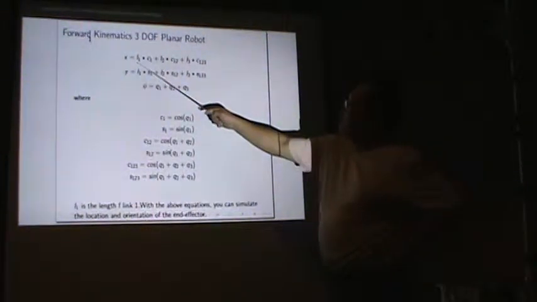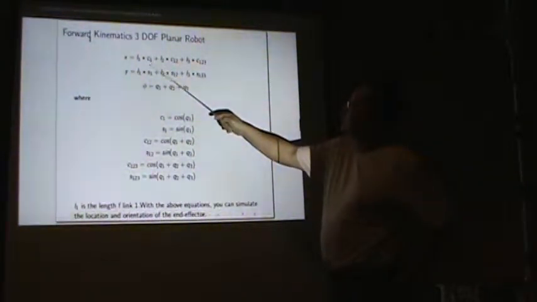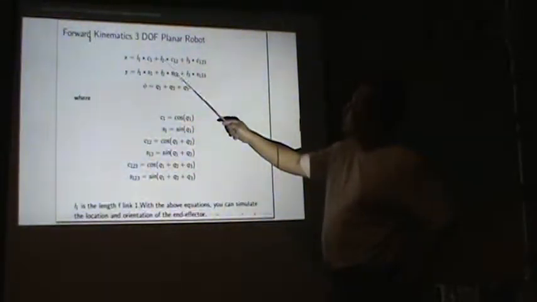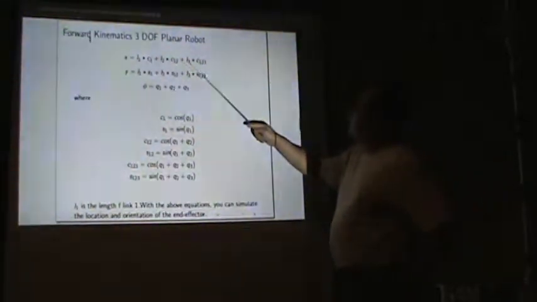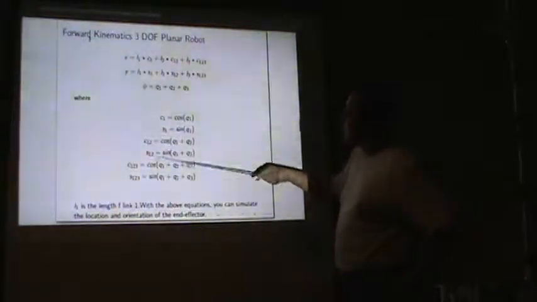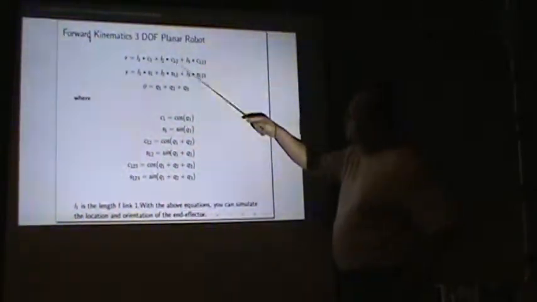So for the forward kinematic equations, it's pretty straightforward. You take the first link times the cosine of the first angle, plus the second link times the cosine of the first joint and second joint, plus L3 times the cosine 1, 2, 3, which is the angle 1 plus 2 plus 3. So I define here, you can kind of see, when I say C1,2, that means the cosine of Q1 plus Q2, and then times the L, which is basically this length here.